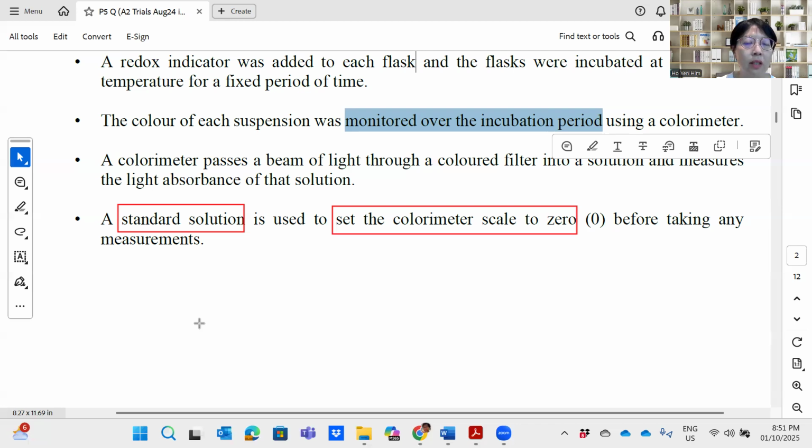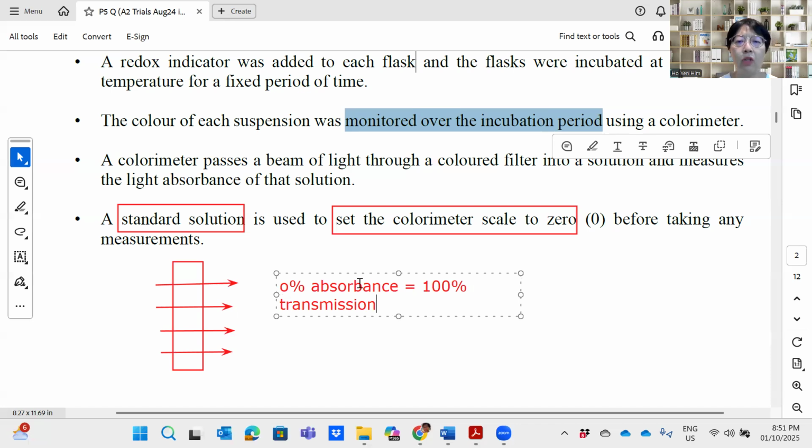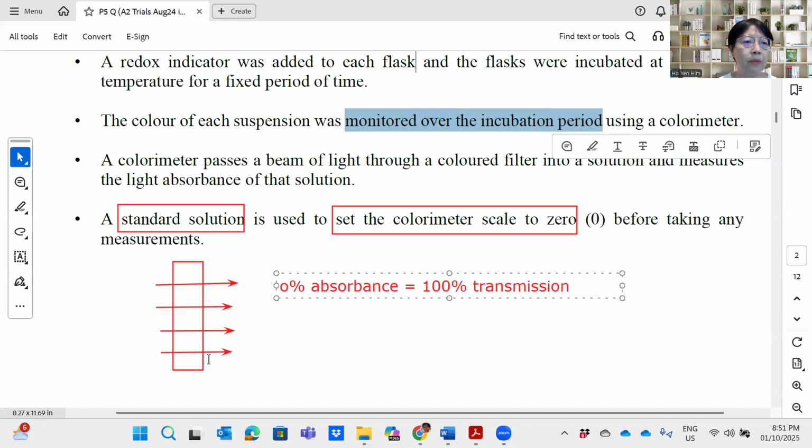The original TTC solutions are all transparent. So it's 100% transmission of light. So 100% transmission of light means zero absorbance. Okay, 100% because no particle. So 0% absorbance is equal to 100%, what is it? Transmission, right? Transmission. So all the light transmitted through. So no particle. Okay.